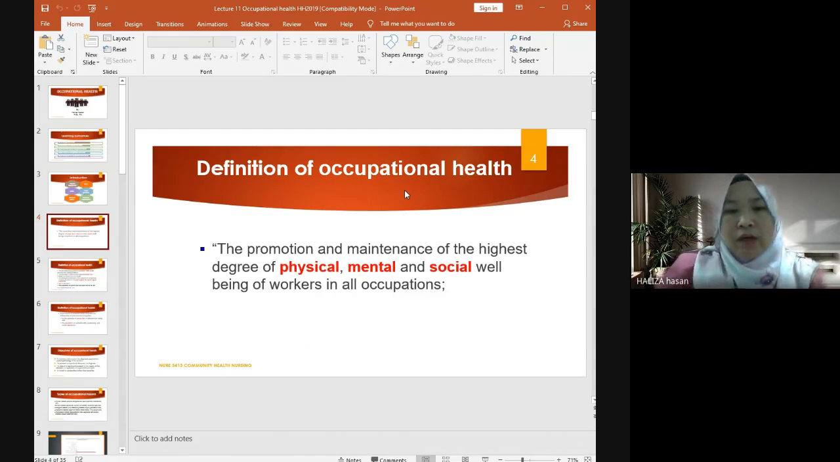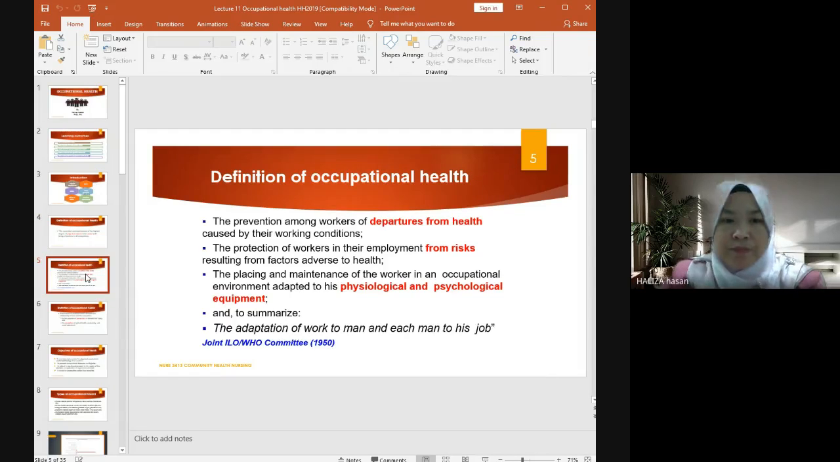Okay, definition of occupational health: the promotion and maintenance of the highest degree of physical, mental, and social well-being of workers in all occupations. So these three components: physical, mental, and social. The employer should give attention to these factors for all workers in their company or organization. And the prevention among workers of departure from health caused by their working condition, the protection of workers in their employment from risks resulting from factors adverse to health, and the placing and maintenance of workers in an occupational environment adapted to their physiological and psychological equipment.